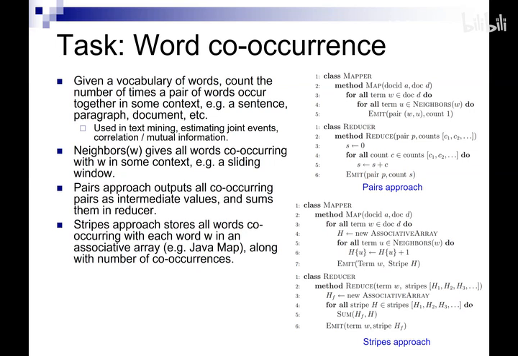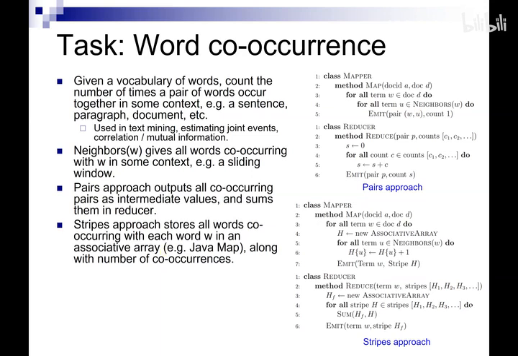Okay, so there's another approach for doing this, which is called the stripes approach. The pairs approach is going to say, for each word and each neighboring word in the same context, it's going to output a pair. So you could have many different pairs for each word W. Now the stripes approach is going to only emit one pair per W. In order to keep track of the words that co-occur with W, it's going to use an associative array, for example, something like a Java map.